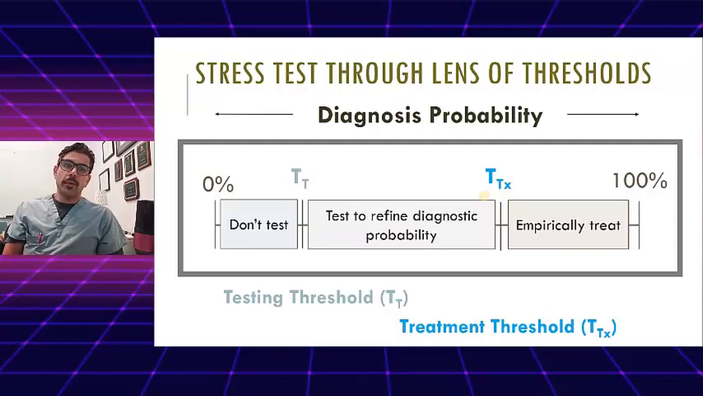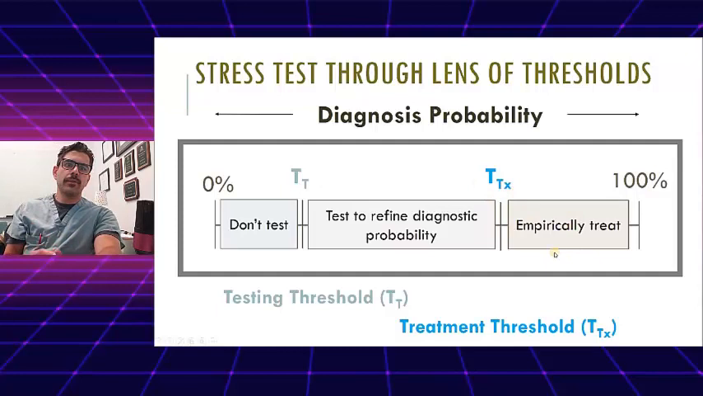And we need to decide, are we going to test for that disease? Are we going to empirically treat for that disease? Or are we just going to watch? Now, of course, if the probability is very low, the stakes are not very high, something benign, we might say, don't test. The testing threshold has not been met. On the other hand, we have a case here, like I'm discussing, a woman with a very high probability of coronary artery disease. I am just going to empirically treat.